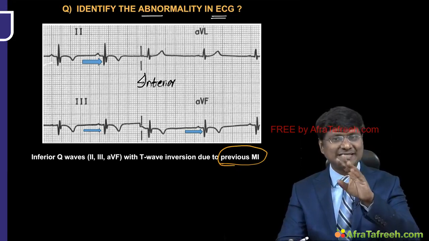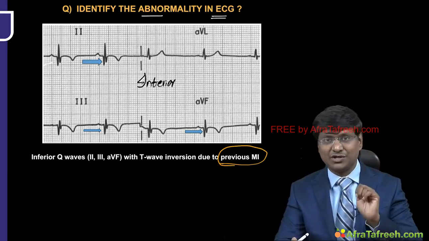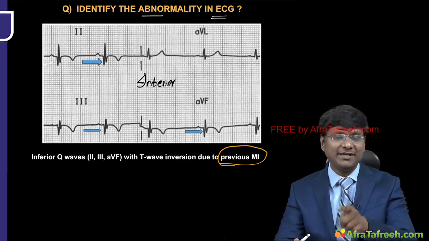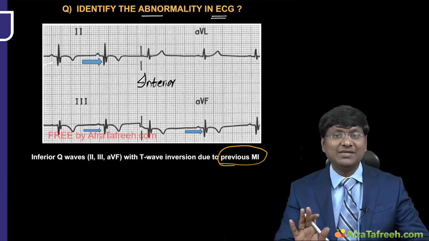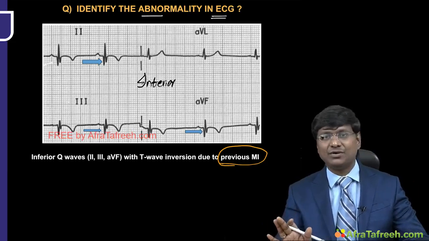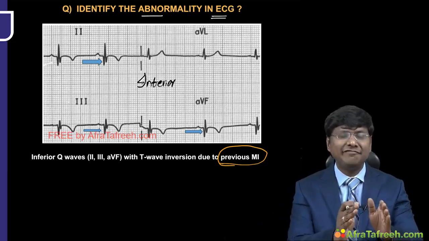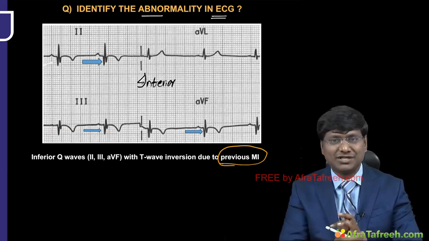So I told you two scenarios of MI where you can have the pathological Q wave. One is fully evolved MI. Number 2, the old MI. So these are the two scenarios where you can have the pathological Q wave. So this is about the differential diagnosis for the pathological Q wave.